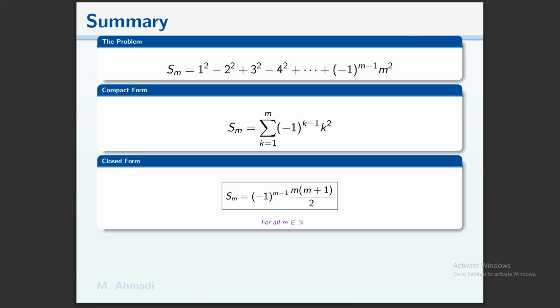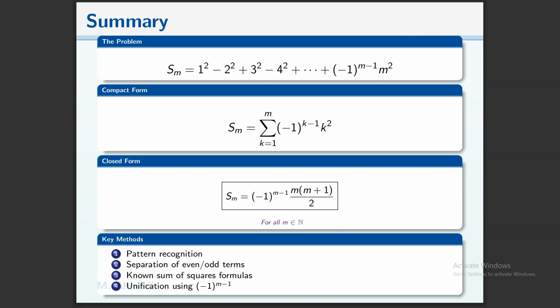And here we have the summary of the solution. The problem is S_m equals 1 squared minus 2 squared plus 3 squared minus 4 squared, and so on, plus (minus 1) to the power of (m minus 1) multiplied by m squared. And the closed form: S_m equals the sum for k from 1 to m of (minus 1) to the power of (k minus 1) multiplied by k squared, and the closed form S_m equals (minus 1) to the power of (m minus 1) multiplied by m (m plus 1) over 2.